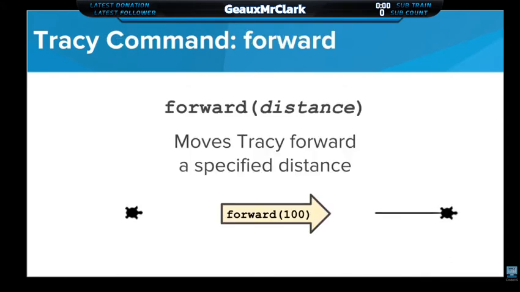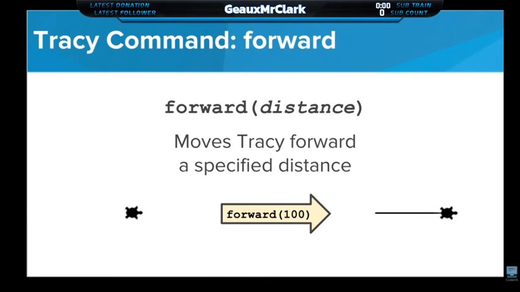The first command we're going to learn is the forward command. In order for Tracy to understand this command, we need to write the word forward in all lowercase letters, and then next to it, inside parentheses, we need to put a number. This is how far we want Tracy to move. If we use an uppercase letter or we forget our parentheses, we're no longer speaking to Tracy in the language she understands, so she will not know what to do and we will get an error.